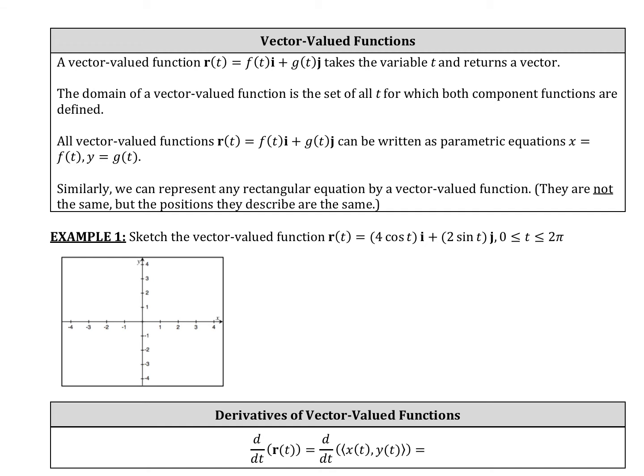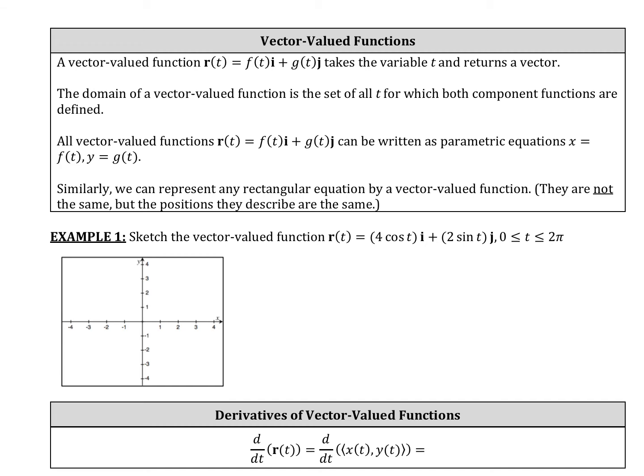Now the domain of the vector-valued function is all of the t values for which both component functions are defined. So as long as it's defined on f of t and g of t, those values will be in my domain. And what you should notice is that each of these can be written as parametric equations. Oh darn, I didn't want this x to split the line. But the parametric equations x equals f of t and y equals g of t. So vector-valued functions are just the sum, using vector notation, of parametric equations.